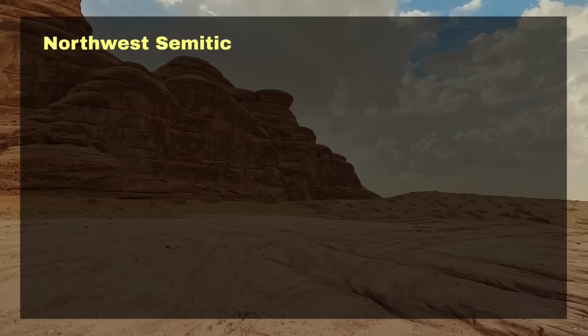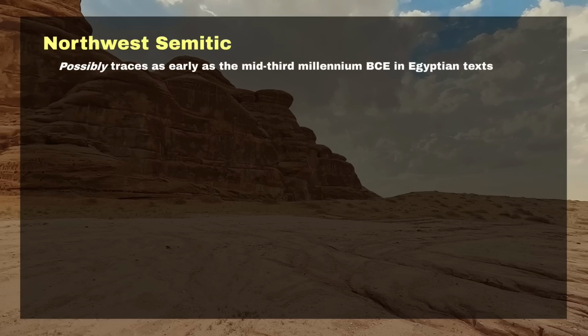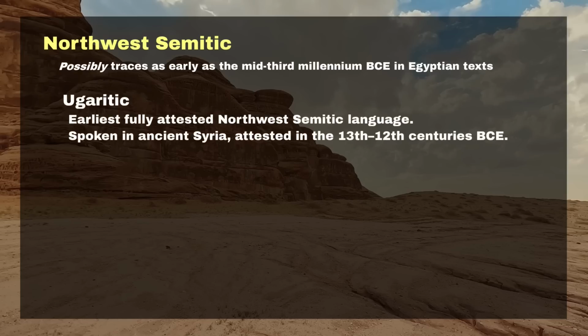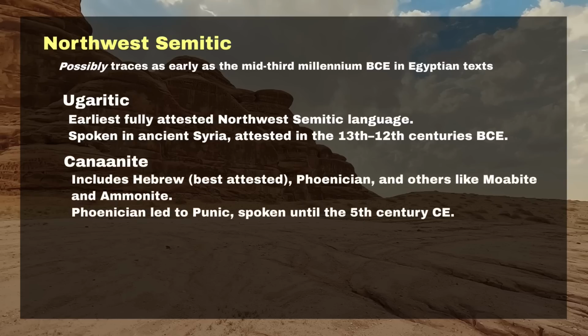Some traces of Northwest Semitic are likely found in Egyptian texts from the 3rd millennium BCE. The earliest Northwest Semitic language attested in full was Ugaritic, an indigenous language of Ugarit in ancient Syria, attested in texts from the 13th and early 12th centuries BCE, and now unfortunately extinct. Canaanite includes Hebrew, the best attested member of the branch, Phoenician, Ammonite, Moabite and more.